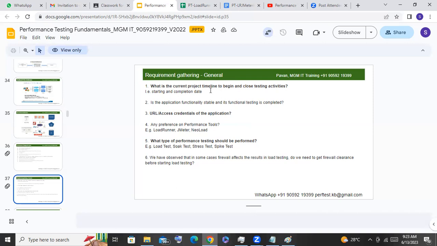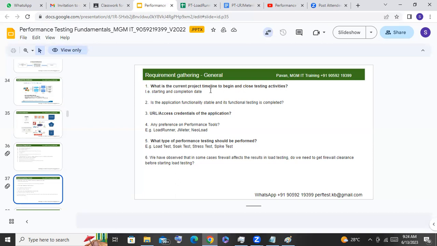The very important thing is, what is the timeline? In order to complete this project, what is the timeline? When do you start? When do you complete? Especially in the performance testing project, when would you start? After functional testing or deployment. In the waterfall method, yes, you are right. When the functional testing is complete.